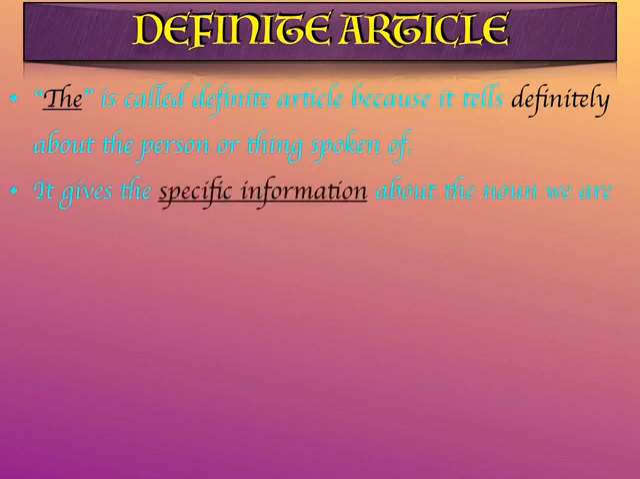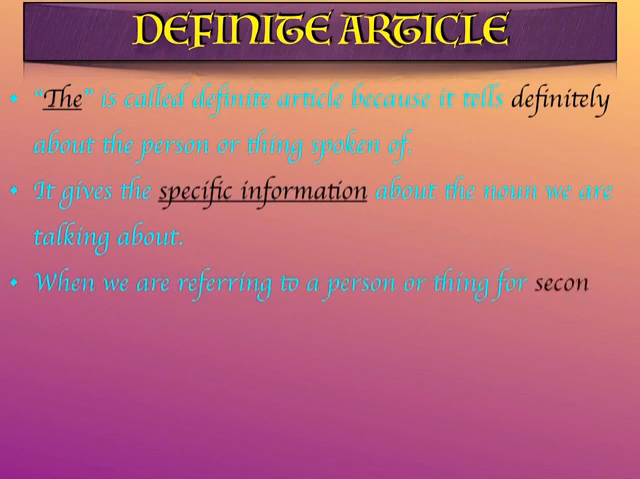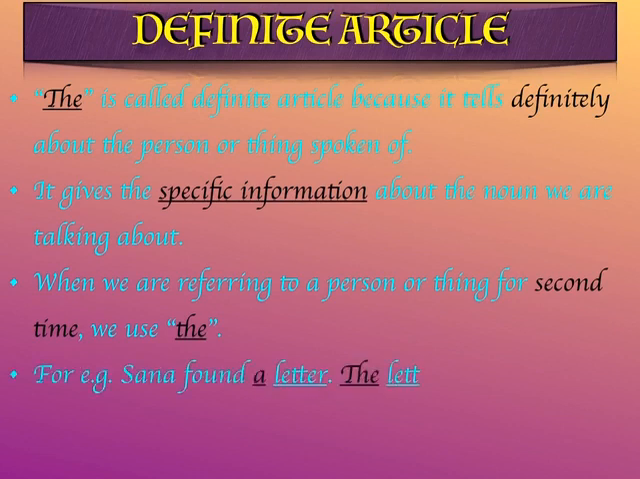It gives the specific information about the noun we are talking about. So it gives specific knowledge or specific information about the nouns we are talking. When we are referring to a person or thing for the second time, we use the. For example, Sana found a letter. The letter was addressed to Mr. Ashok. In this sentence, the first sentence, Sana found a letter.